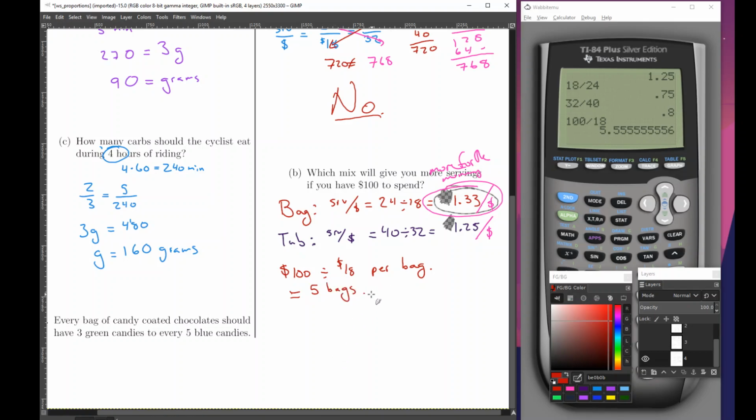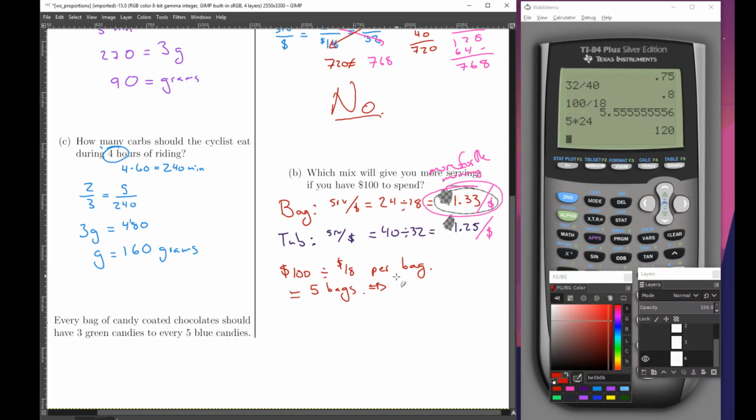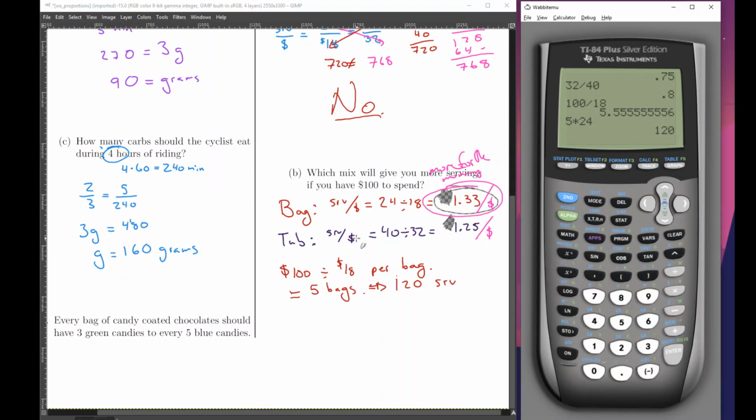How many servings per bag? 24. 5, not this fraction, but the amount of bags. They're not going to let me walk out of the store with part of a bag of drink mix. Times 24, 120. We can only buy actual bags of it. We can't buy parts of bags or parts of tubs. So we'd get 120 servings.